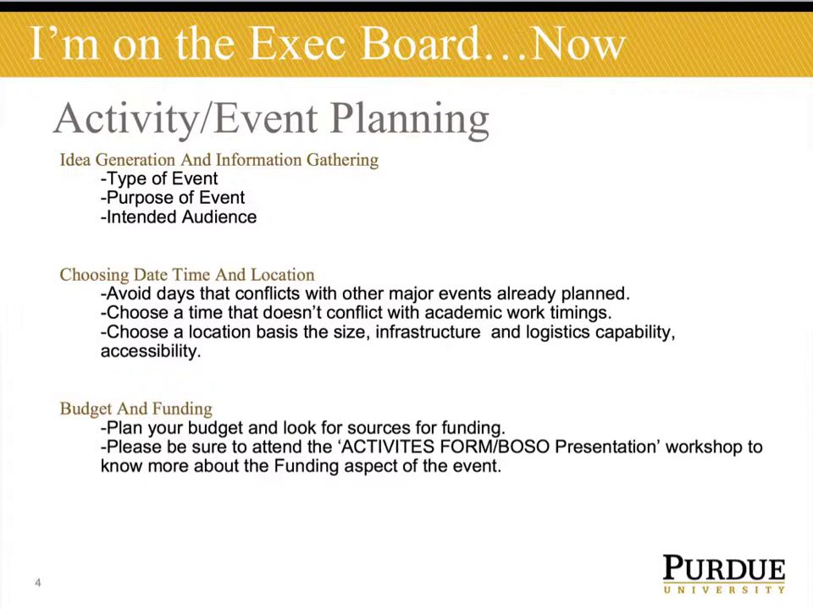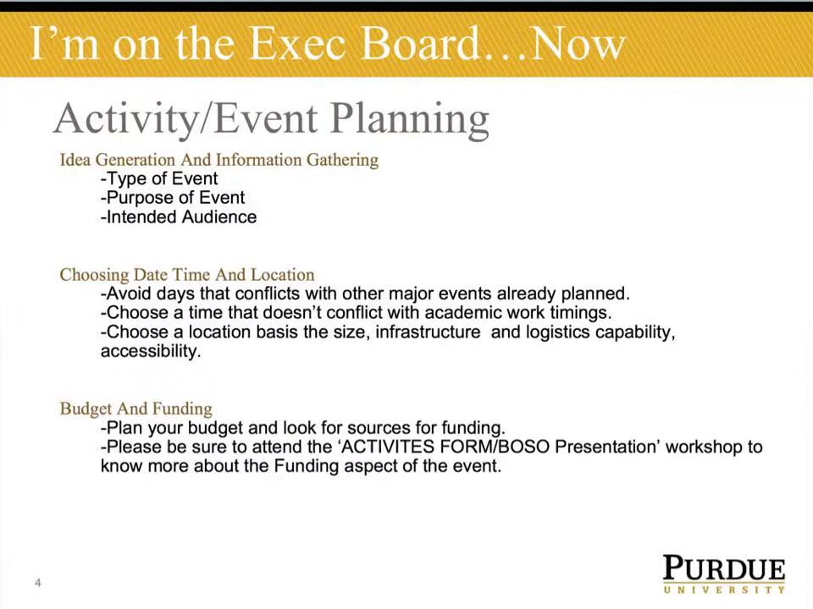Now that we've learned about establishing vision and goals, the next important aspect you as an executive board member need to understand is the process of event or activity planning. So let's go through some of the vital steps involved in activity planning. The first step is idea generation and information gathering.